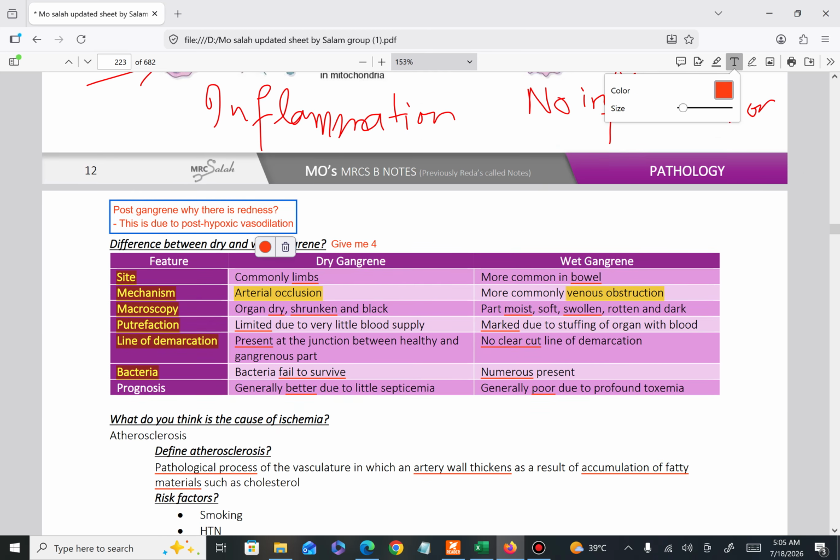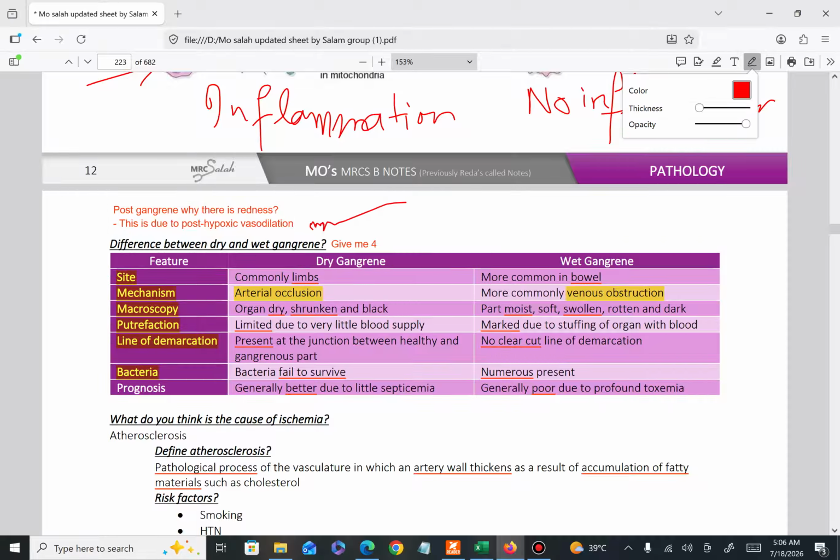Okay, this question: in a post-gangrene patient, why is there redness? There is redness due to post-hypoxic vasodilation. Now we will discuss the differences between dry and wet gangrene.